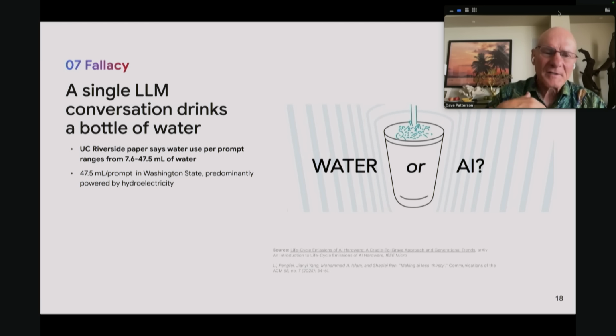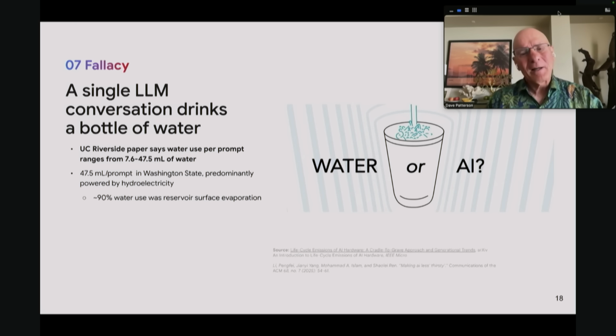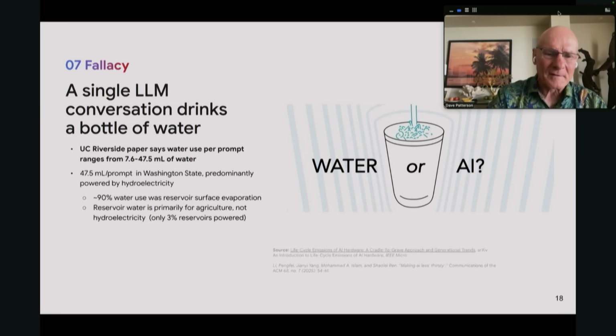Well, where did they get the high end? That was Washington State. And why was Washington State so much higher? That's because it was hydroelectricity from dams. Why would hydroelectric dams have so much water use? It's open to interpretation, but most of that water use is from evaporation. And by the way, these dams are capturing water in Washington that would otherwise go into the Columbia River and out to sea. But if the water is sitting in the reservoir, it will evaporate. But that was what was being charged for these models.